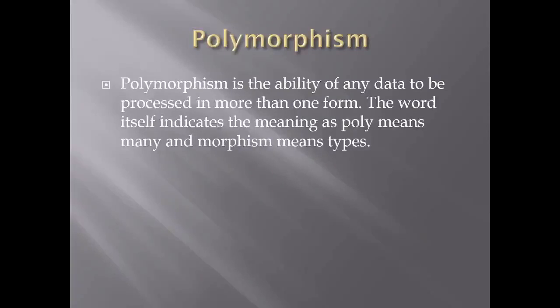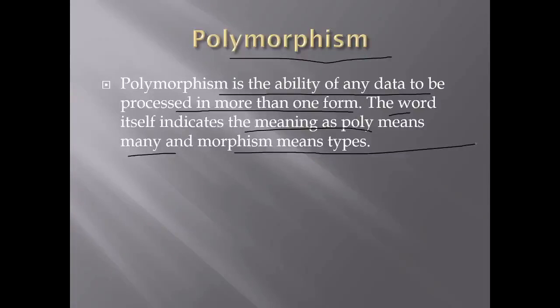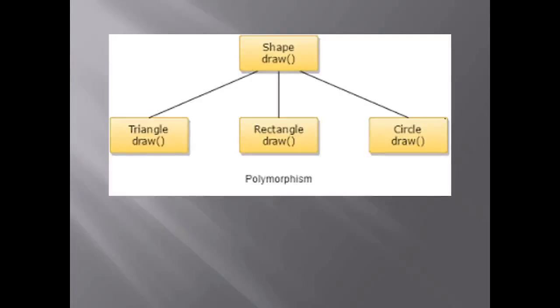So another popular feature of object-oriented programming is polymorphism. Polymorphism is the ability of any data to be processed in more than one form. The word itself indicates the meaning, as poly means many and morphism means types. Let us understand this with the help of an example. There is a diagram, that means a draw function. There is a shape diagram, and a shape can be of different shapes, like a triangle, a rectangle and a circle.